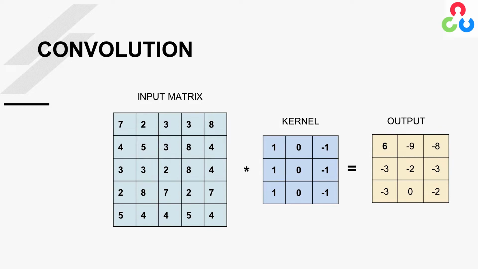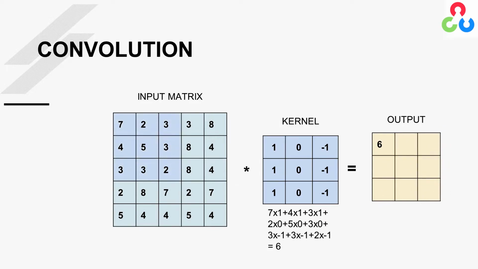And let's see how it is done. Imagine placing the kernel on the top left corner of the input matrix wherever it fits. And now we are multiplying corresponding elements of the overlapping regions. So we are multiplying 7 times 1 plus 2 times 0 minus 1 times 3 plus 4 times 1 and so on and so forth. So you multiply corresponding elements and add them all together to obtain the result. And that is the result that we want to put in the output matrix.